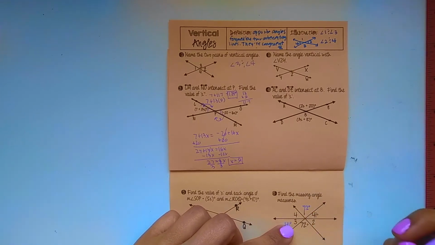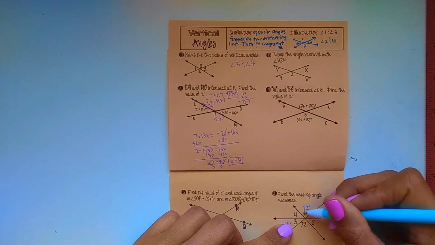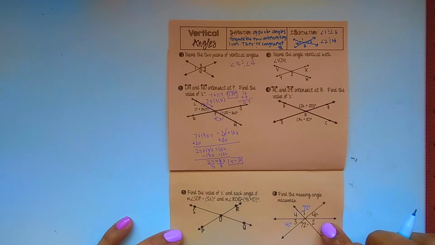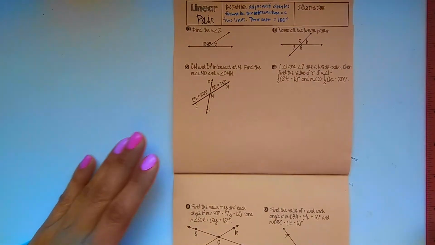Now what we know about this is that any angles that create a line like this, in this case like this one right here, that will be 180. So then if you have 72 here, 41 here, what does this need to be to make it 180? That's a hint.